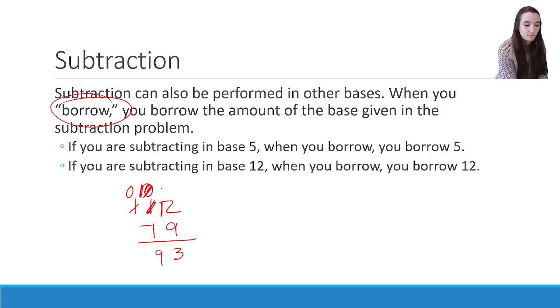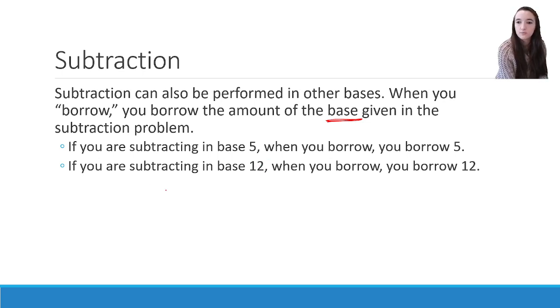We borrow 10, because what we're really doing is, I took the 2 and I added 10. This number goes down by 1, which is kind of like subtracting 10 because of its place value. So that's what we're going to do here, except it's not going to be 10, it's going to be the base. We borrow the base. So if you're subtracting in base 5, you borrow 5. If you're subtracting in base 12, you borrow 12 instead of 10.